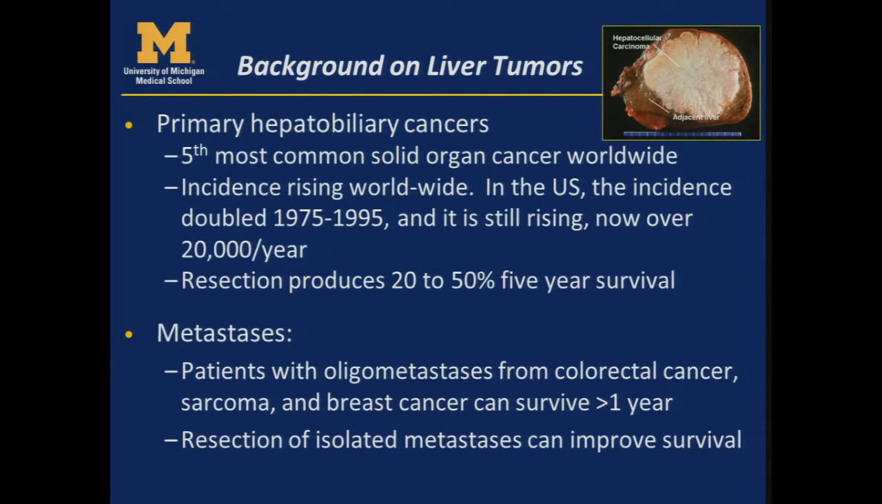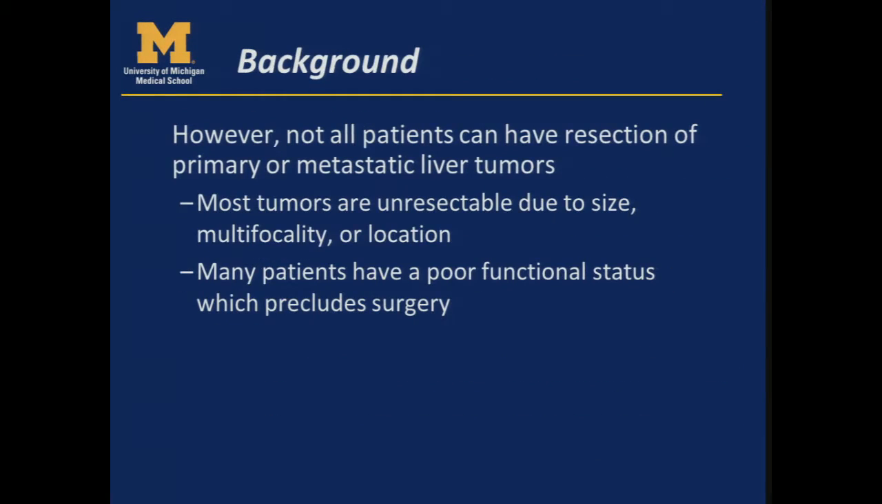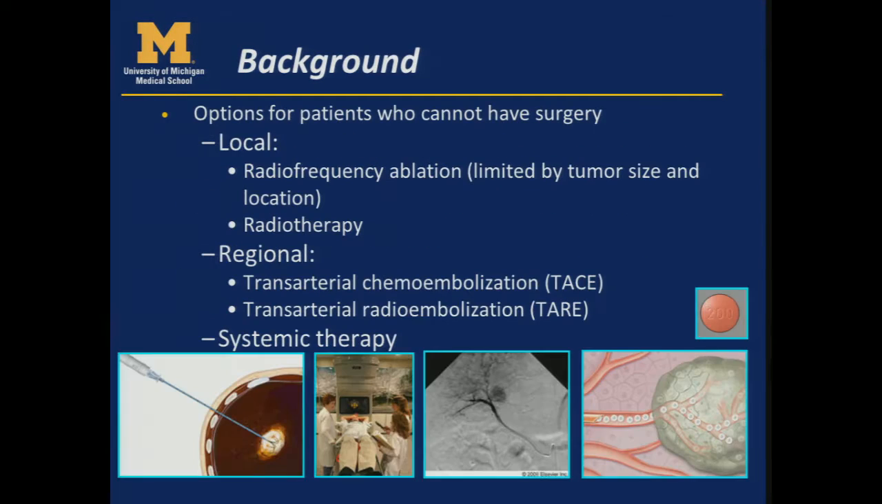There are basically two flavors of liver tumors. There's primary liver tumors and metastases that start in another part of the body and move on to the liver. In both cases, there can be long-term survival if the patients can have surgery, but many patients can't have surgery. And for patients who can't have surgery due to tumors which are too big, too many, or in a bad place, or patients who have a poor functional status, we need to have a treatment for these patients that's beyond just chemotherapy, which isn't that effective.